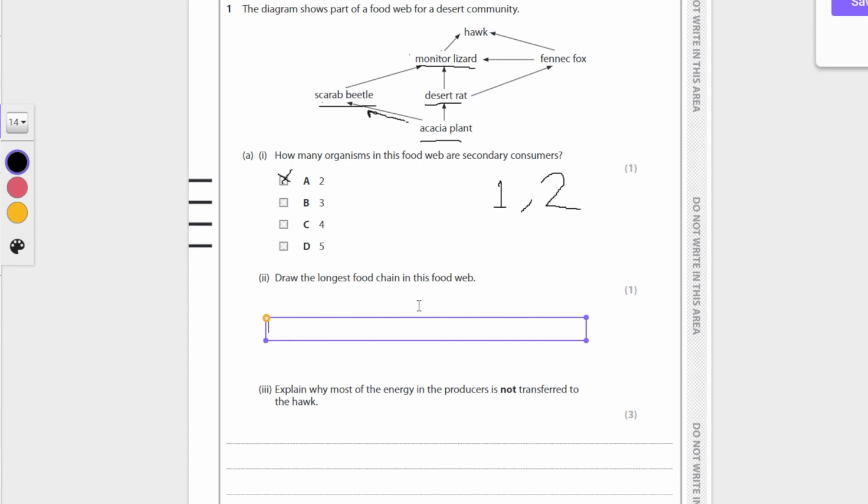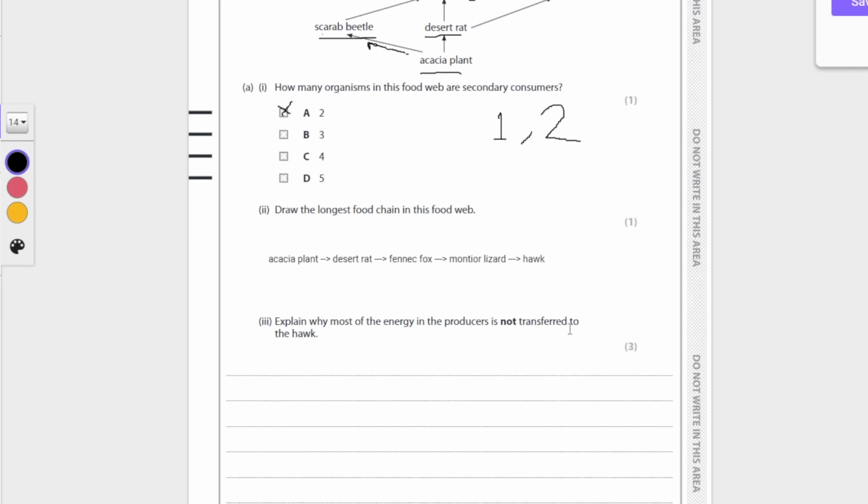So now we just have to write that. So we just do acacia plant, then goes to desert rat, which goes to fennec fox, which goes to monitor lizard, which then finishes at hawk. And there we go. And that's how you draw the food chain, so just be ready. You just have to look for the one that reaches the apex predator, and you want to see which one takes the most arrows to reach it. So basically that's all you have to do.